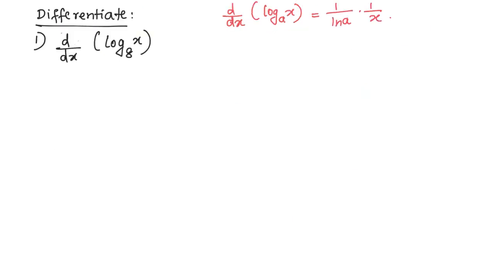Let's look at some example. We need to find the derivative of this function. So we are going to apply the rule you just learned. So it will be 1 over ln of 8 times 1 over x. So instead of a we have 8. So it will be 1 over ln of 8 times 1 over x.